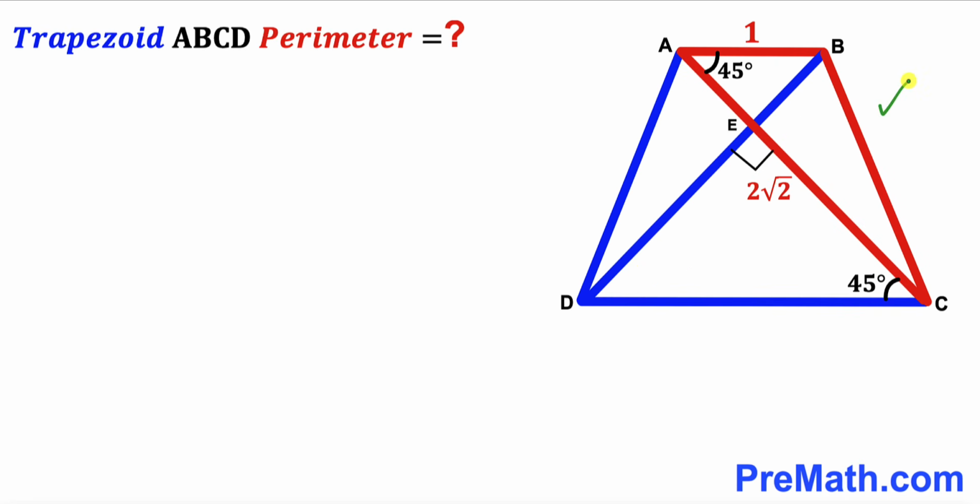In this video, we have this trapezoid ABCD along with these two diagonals AC and BD, as you can see in the given diagram, such that angle CED is 90 degrees, and moreover this diagonal AC length is 2 times square root of 2 units. And moreover, this base AB length is 1 unit. And furthermore, angle EAB and angle DCE are 45 degrees each. Now our task is to calculate the perimeter of this trapezoid ABCD.